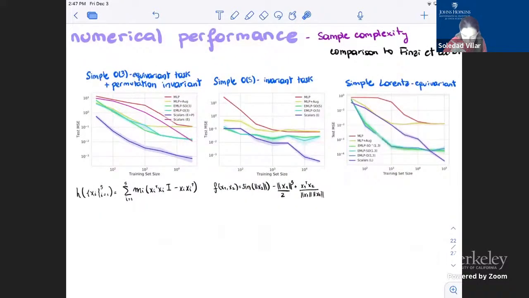I have another numerical example showing the error as a function of the size of the training set for a simple toy example as well. And for different models, including MLP and MLP with data augmentation and SO3, maybe it's too small to see, but yeah.